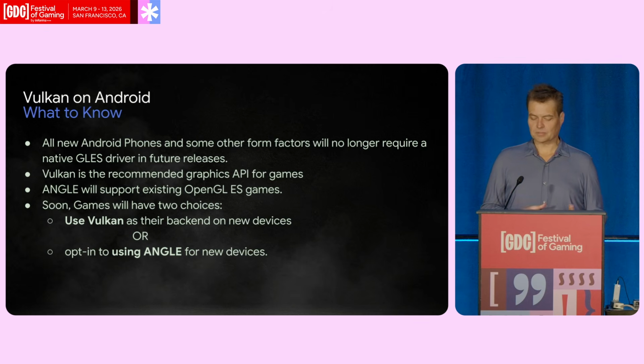Soon, game developers like yourselves will have two choices. Use Vulkan as the graphics backend on new devices, or opt your game into using ANGLE for GLES emulation. We find that the performance and the cost of using ANGLE is rather nominal, in some cases better, in some cases slightly worse, but it gets us all onto the same Vulkan layer. To prepare for this transition, we recommend you start testing with Vulkan and ANGLE today, depending on your situation.